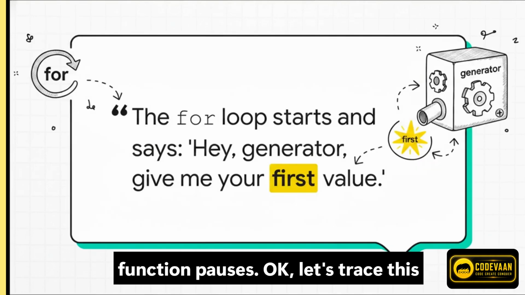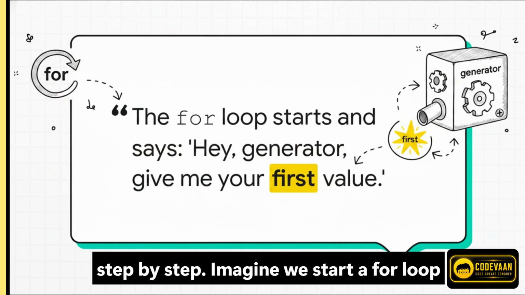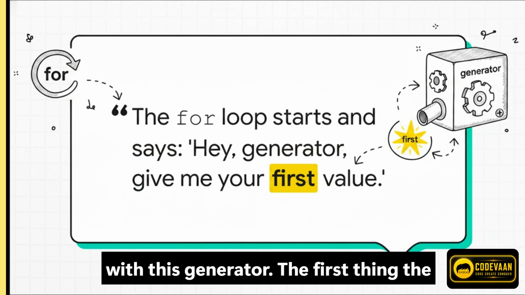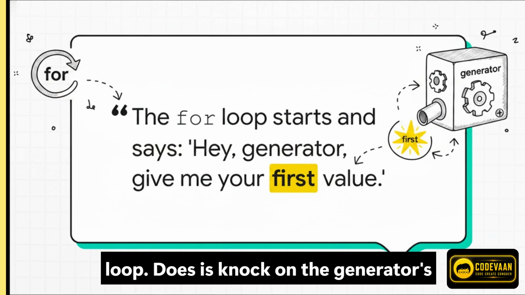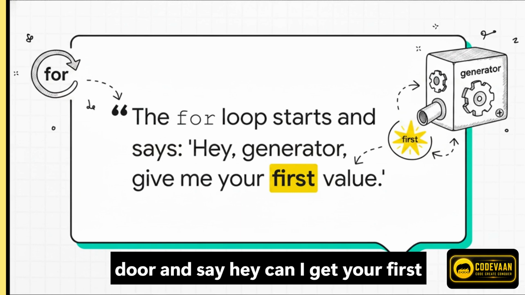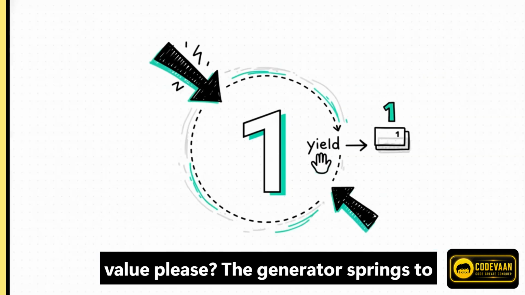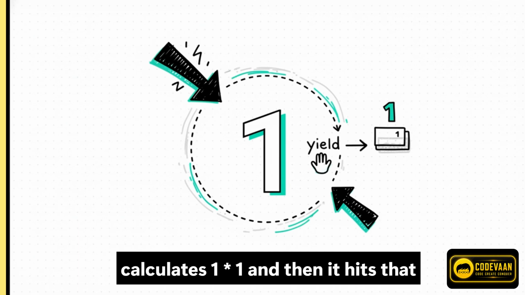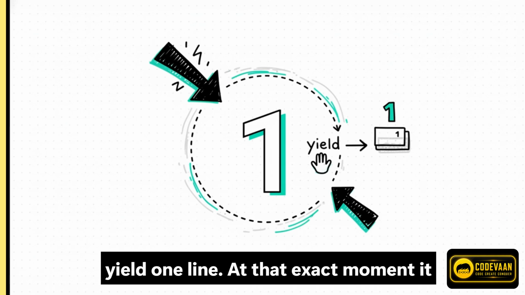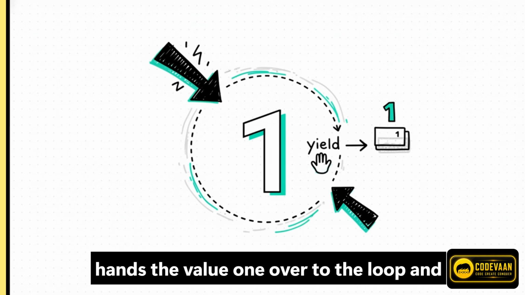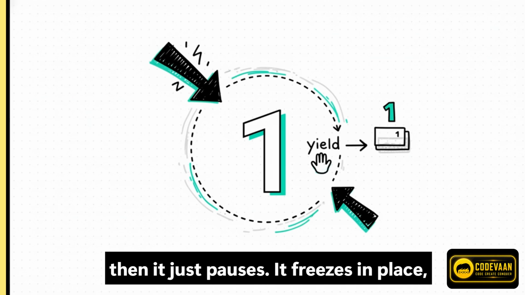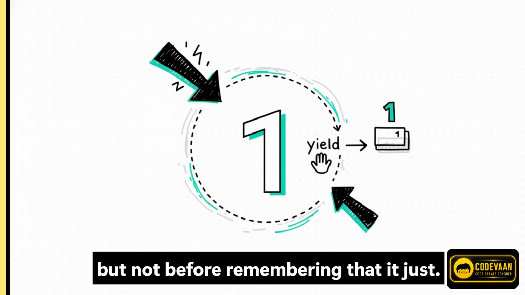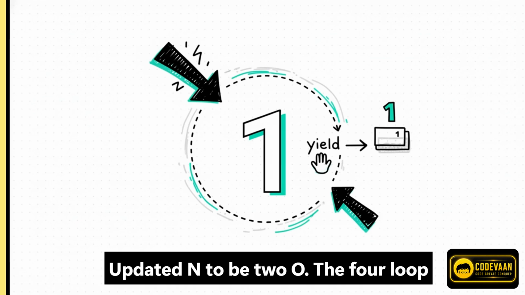Okay, let's trace this step by step. Imagine we start a for loop with this generator. The first thing the loop does is knock on the generator's door and say, "Hey, can I get your first value, please?" The generator springs to life. N is 1. Inside the loop, it calculates 1 times 1, and then it hits that yield 1 line. At that exact moment, it hands the value 1 over to the loop, and then it just pauses. It freezes in place, but not before remembering that it just updated n to be 2.